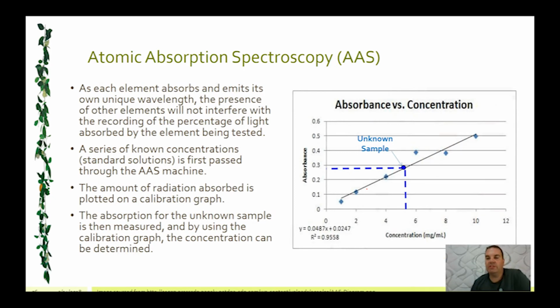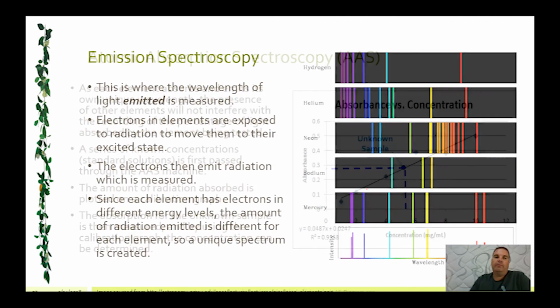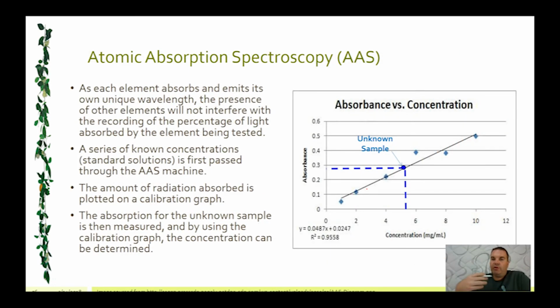But what we really are interested in chemistry is atomic absorption spectroscopy, because this not only tells us if we've got something there, but it also tells us how much we've got. So it's kind of a bit of a qualitative and quantitative analysis. So the fact that each element absorbs and emits its own unique wavelength means that when we're doing atomic absorption spectroscopy, we don't have any interference from other atoms when we're trying to determine how much of something there is.